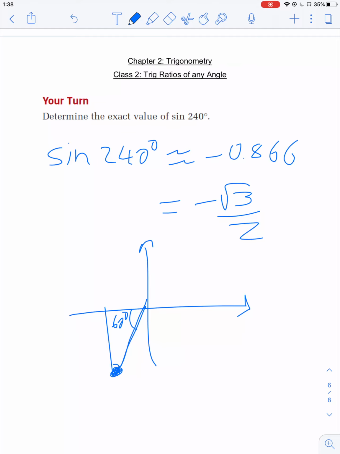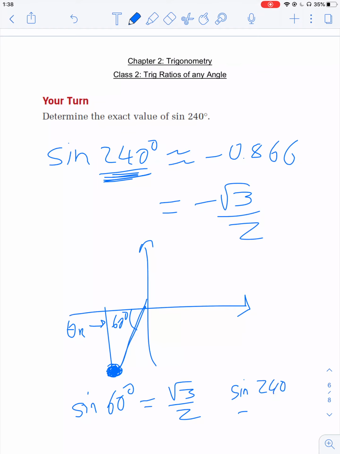And this is your theta r. So you know that sine of 60, based on the table, if I'm not mistaken, is square root of 3 over 2. So sine of 240 is very similar. The only difference is that now, because sine is your y value, it's negative. So for sine of 240, you're going to have to insert that negative sign manually, okay? But this takes a lot of time and understanding. I hope you understand the reasoning behind that.